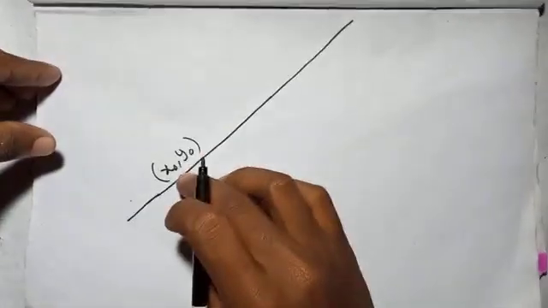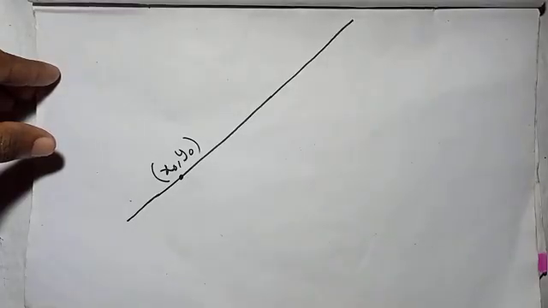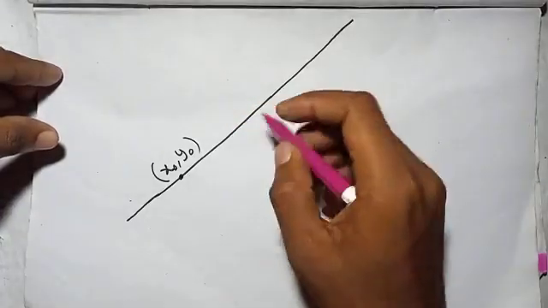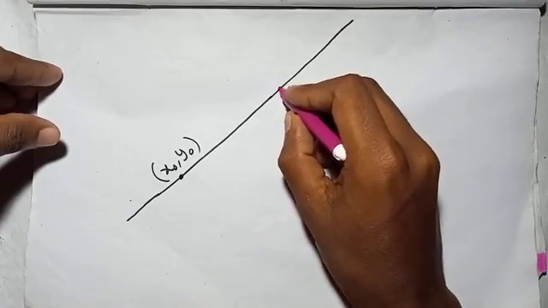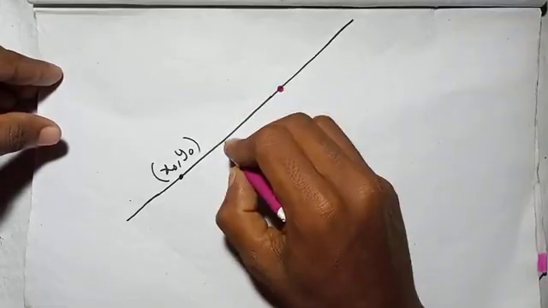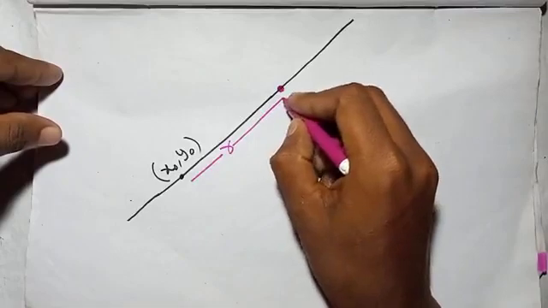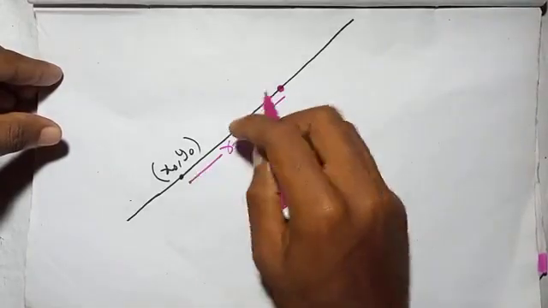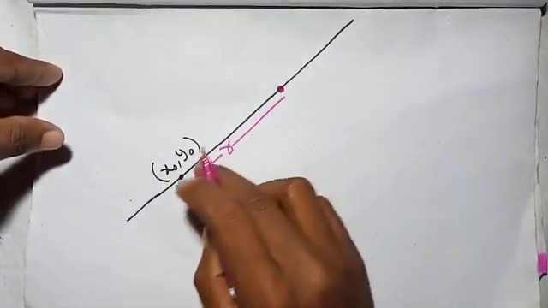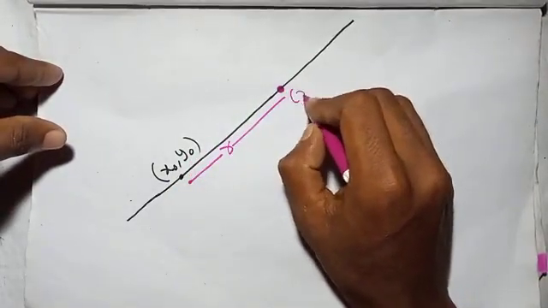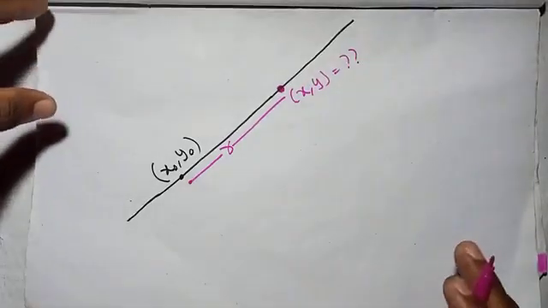Let's say I want to find out the position of a point which is at a distance r from this fixed point. So how to do that? Let's say I want to find out the coordinate of this particular point, which is at a distance r from this fixed point. So how to find out the coordinate of this particular point? This is our question.